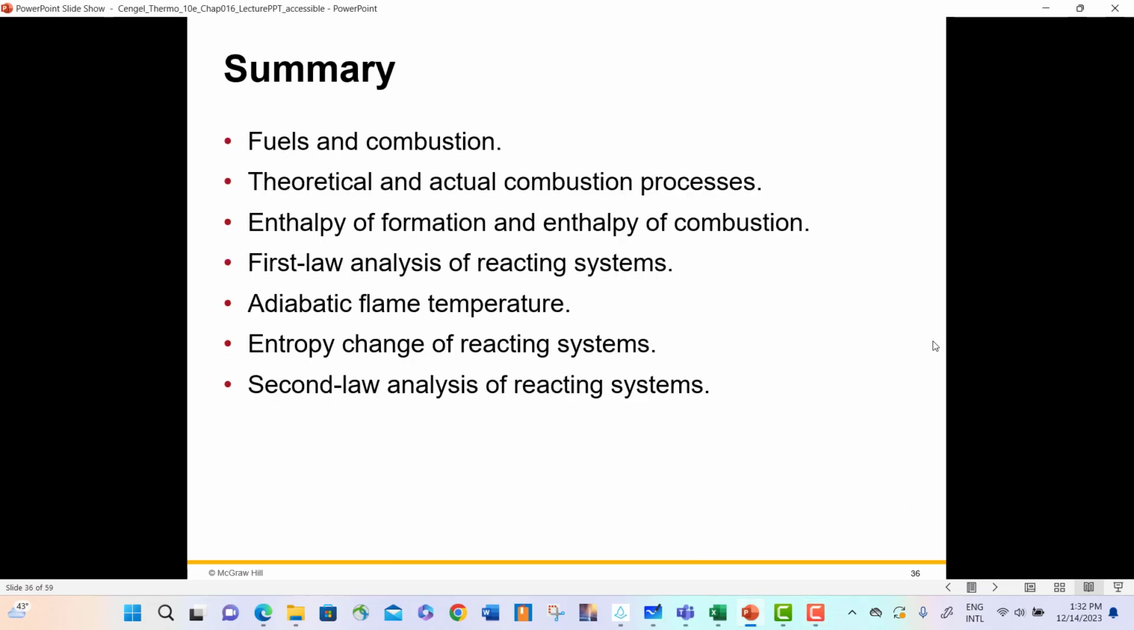Okay, so what we did is we went over fuels and combustion. We talked about the fire triangle. You'll want to know that. And then the theoretical and actual combustion processes. And then the enthalpy of formation and enthalpy of combustion. First law analysis, because of course we need to check both of those boxes, right? Adiabatic flame temperature, that's the max. Remember? It's the max when Q is equal to 0, right? And then entropy change with reacting systems, and the second law analysis for reacting systems.